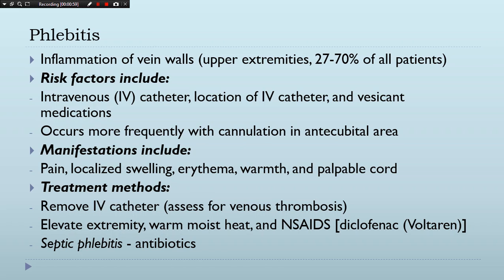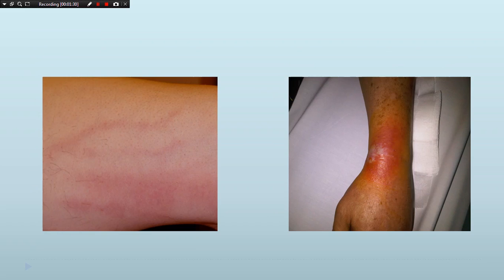Treatment methods are going to be to remove the catheter, assess for venous thrombosis development, keep the extremity elevated, use warm moist heat, and the use of oral or topical NSAIDs such as Voltaren, ibuprofen, or Indocin. In the event that bacteria has infiltrated the site, it's known as a septic phlebitis, and we would also, in addition to the other treatments, use antibiotics.